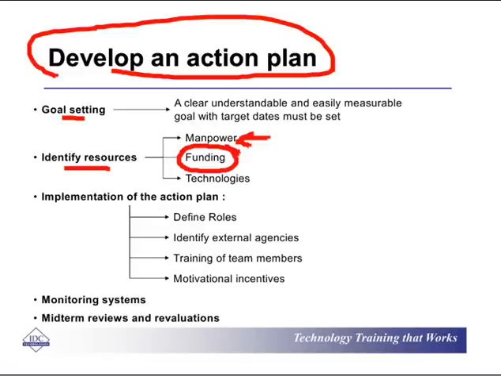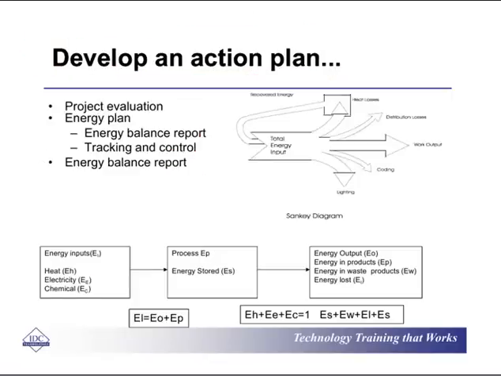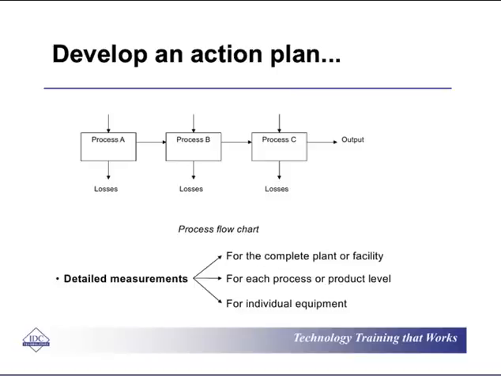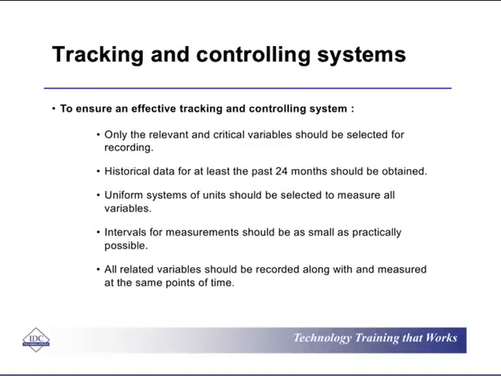Implement your action plan, define your roles, get external agencies involved, train up your members to know what to do, look at monitoring systems, and then obviously look at reviews and reevaluation so you can feed back any problems or any things to actually improve things. So develop an action plan is the next discussion. Very important. What you can do, we've had a discussion about that, tracking and controlling systems. Look at the relevant and critical variables.